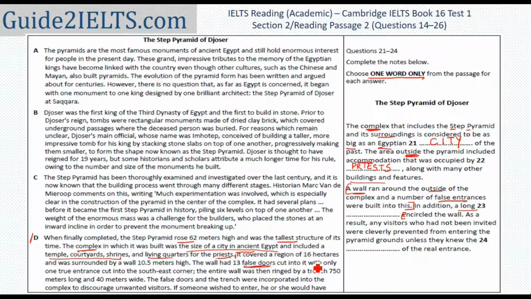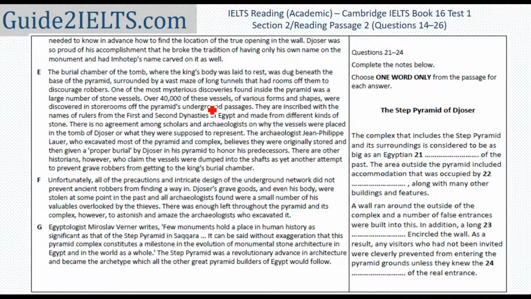The entire wall was then ringed by, so ringed would be encircled, by a trench 750 meters long. And this is a long trench we are talking about. So the answer would be trench. So we do have the word long here, but 750 meters long means it was a long trench. As a result, any visitors who had not been invited were prevented from entering unless they knew the something of the real entrance. This is on the next page. Unless they knew the location of the real entrance. The real entrance would be the true opening of the wall. So this would be location.